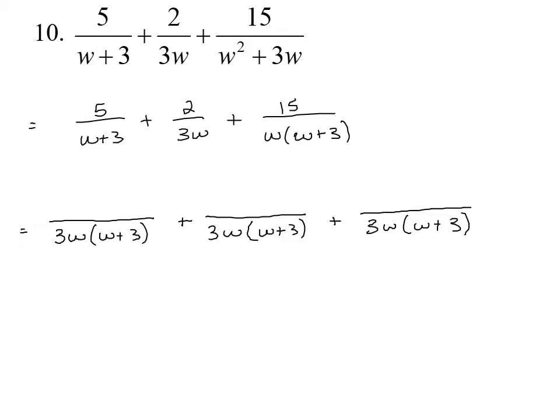Now that first fraction had a 5 on top. But it also had a w plus 3 on the bottom. I had to stick the 3w on the bottom to make it be the common denominator. So I have to stick that same 3w on top. On the second one, I had a 2. It was over 3w, but I had to add in a w plus 3. And on the last one, I had a 15 on the bottom. I had the w and the w plus 3. What I was missing there was just the 3 in front of the 3w.